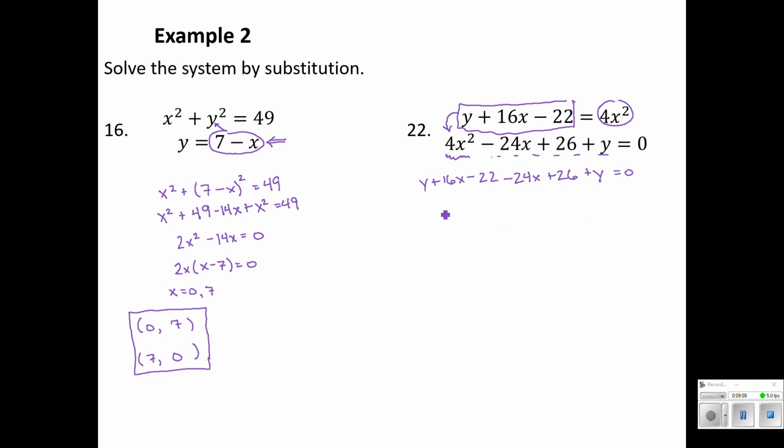All right, if we combine like terms, I've got 2y. I apologize, this is probably killing you that it's going so slow, but I'm trying a tablet instead of a smart board to see how that works. My x terms, okay, we've already handled the y's. I got 16x and negative 24x, so that's negative 8x. All right, got those taken care of. Negative 22, positive 26, that's plus 4 equals 0.